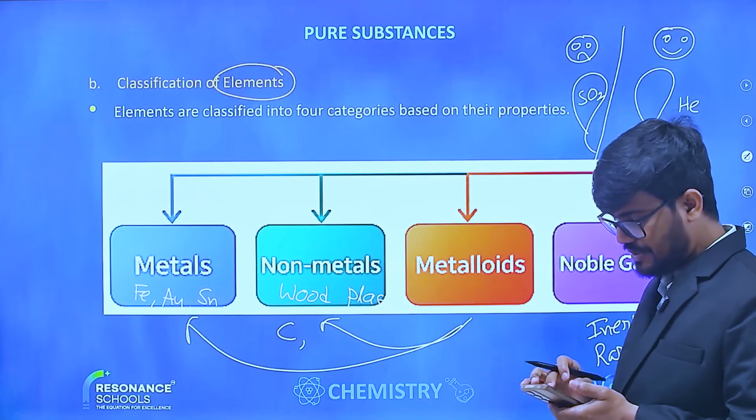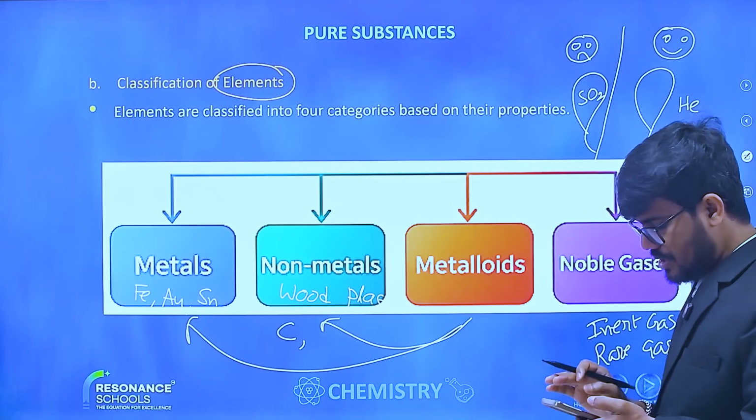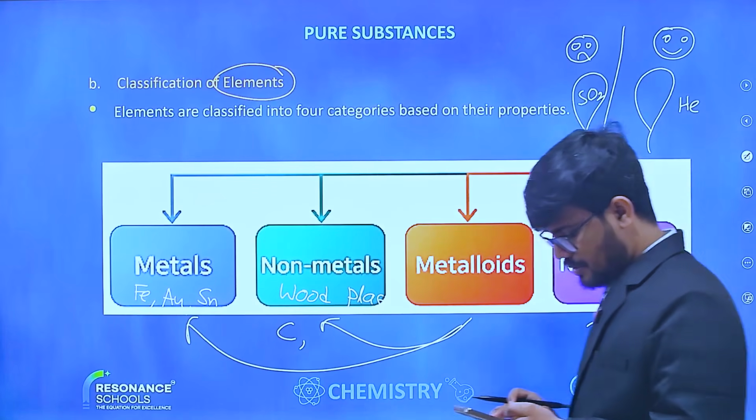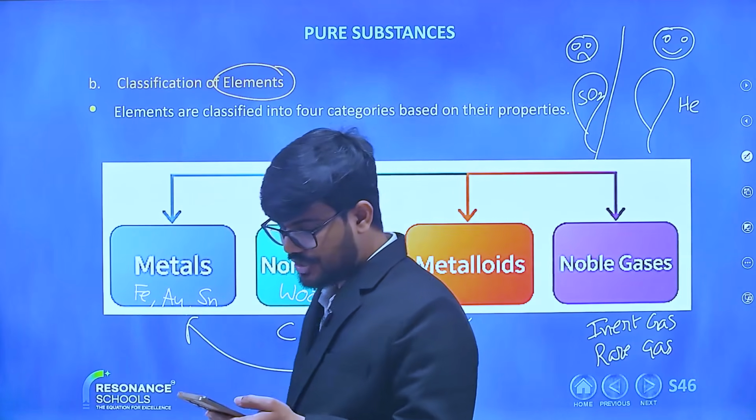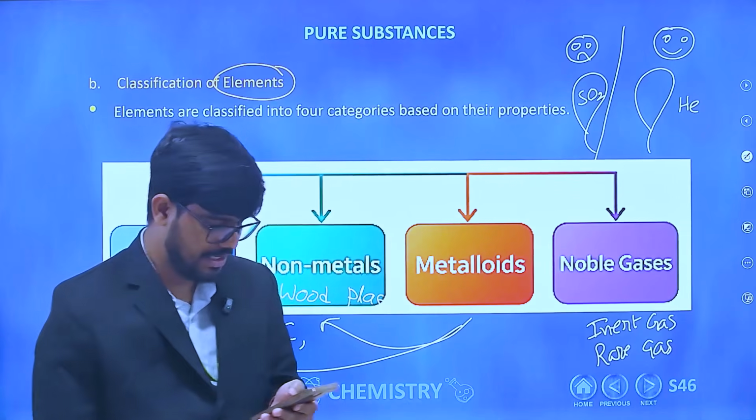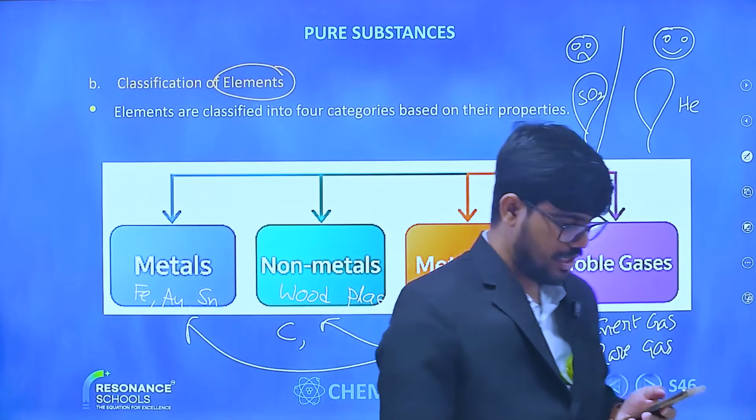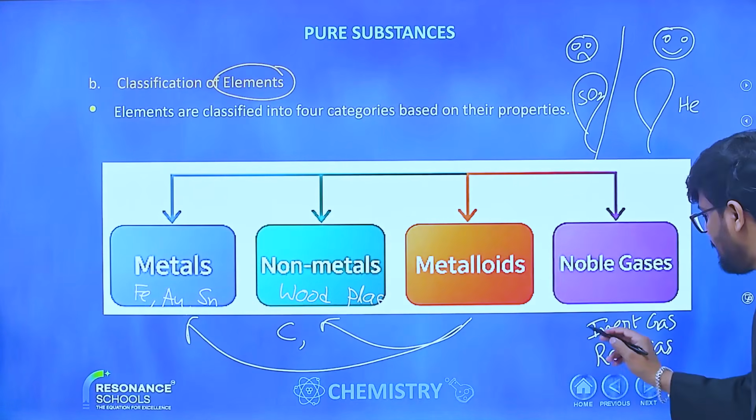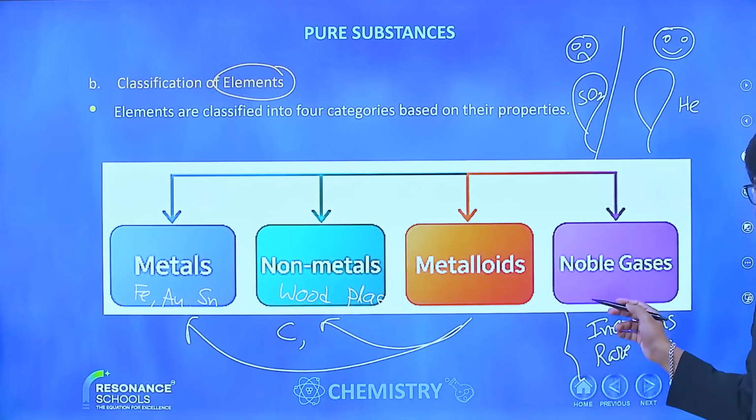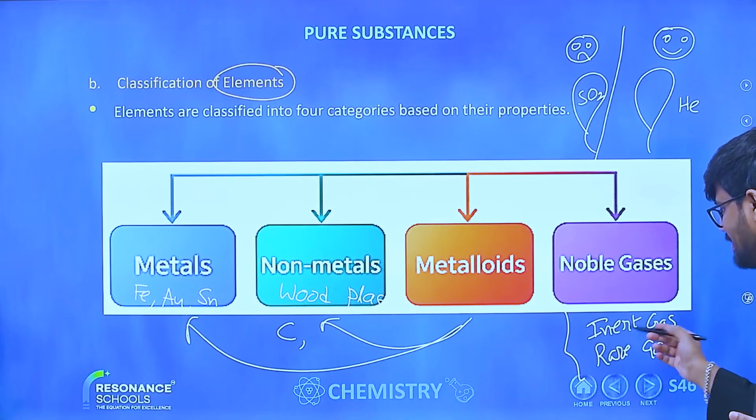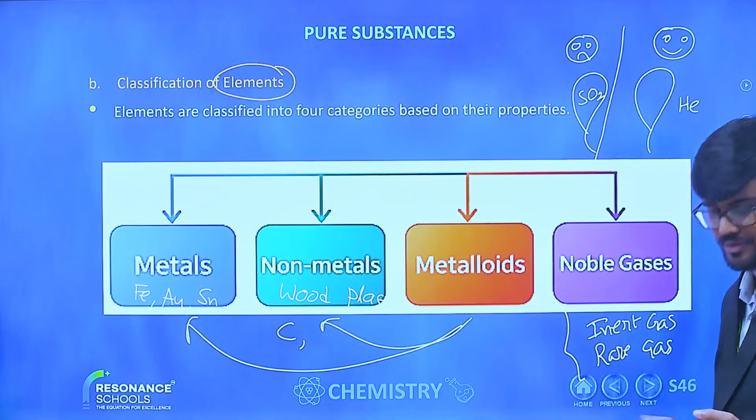Sricharan, I think now it is clear, right? No, mercury is a metal. Mercury is a metal. Noble gases, other alternative names are inert gas, rare gas, like this.